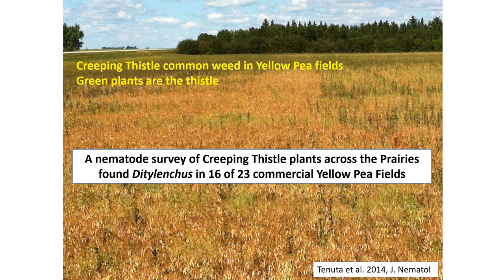And those that have grown field pea are probably not surprised across the prairies. Here's a field pea field that's just about ready to harvest. And what do we see? All this green stuff is creeping thistle. This is a field in Saskatchewan. We followed up with a survey across the prairies and found that this Ditylenchus nematode was present wherever there was creeping thistle, basically. Particularly in Manitoba and Alberta, we found a lot of it on thistle. And even now, if we want this nematode, we just go and find creeping thistle in road ditches, and it will be there.